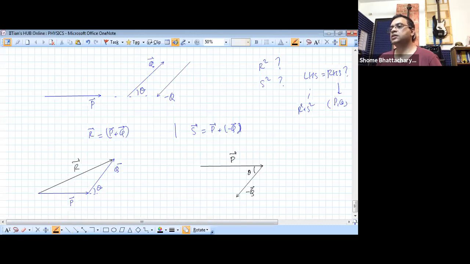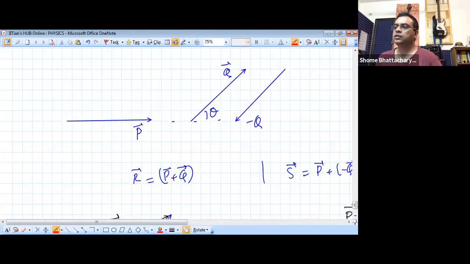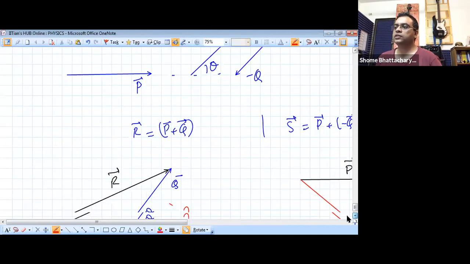This angle is theta. And this vector here is S. So now to solve this, we need to solve each of these triangles. This triangle and this triangle. Now this triangle solution we already know, so we don't need to repeat it. But the other triangle, how do we solve it? In a manner very similar to how we had solved this triangle.